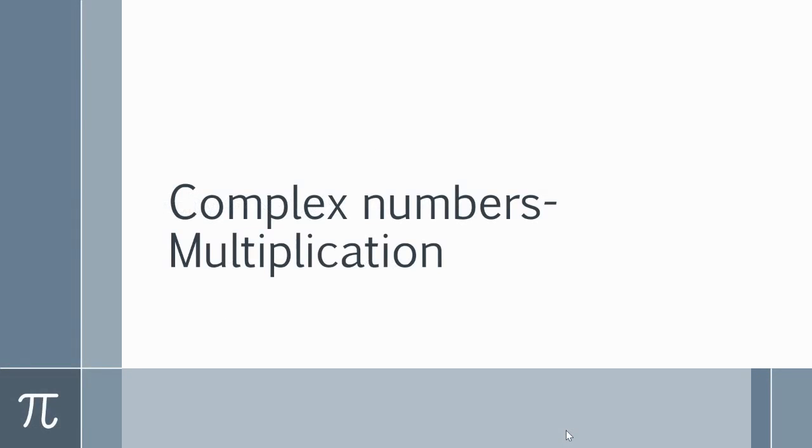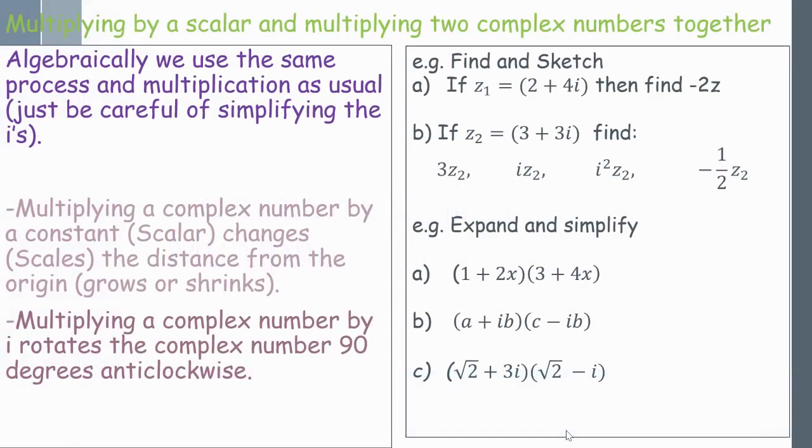Today we're looking at the multiplication of complex numbers. We can multiply complex numbers either by a scalar, which is just a constant number, or we can multiply two complex numbers together. Algebraically, we use the same process of multiplication as usual. We just have to be careful when simplifying any i's.